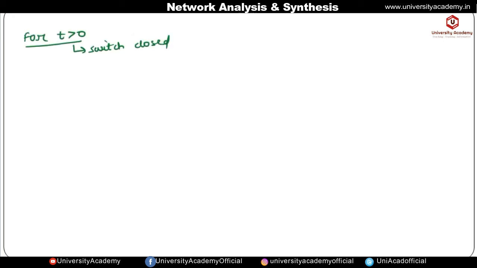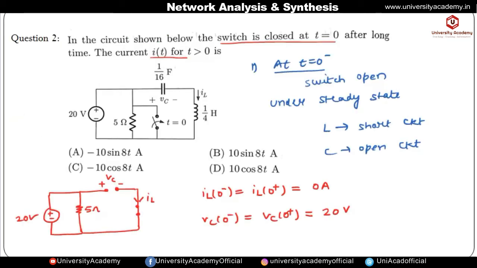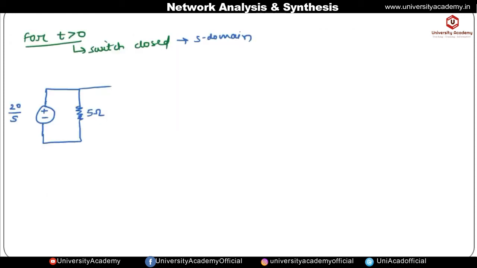Okay, so let us draw the circuit in the S domain. So first of all we have a voltage source of value 20 volt. Here we have to write the Laplace transform of 20, it means 20 by S. Okay, so we are drawing this circuit in S domain. Now next it is connected in parallel with the resistance. The resistance will be simply represented as resistance in both the S domain and time domain, there will be no change in it. Okay, now it is connected in parallel with the switch, and for t greater than 0 this switch will be closed. Okay, so this is the switch and it is closed.